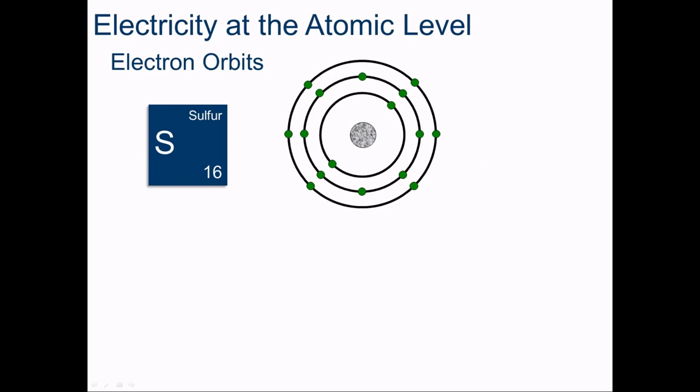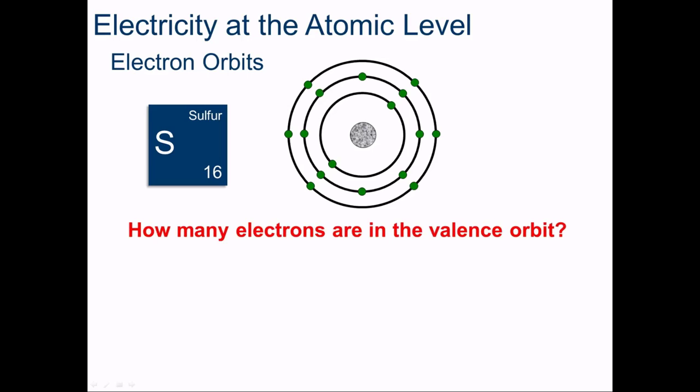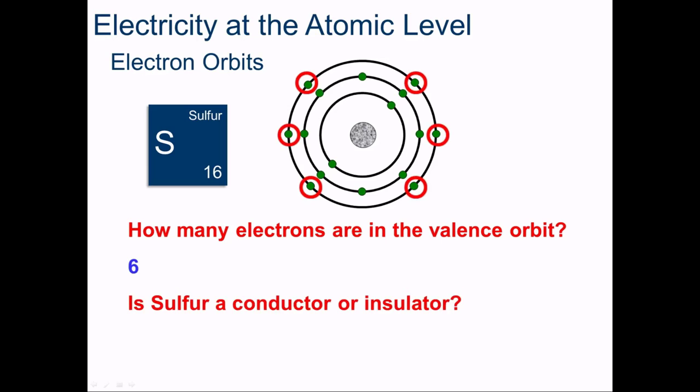Conversely, let's look at sulfur. How many electrons does it have in its valence orbit? 1, 2, 3, 4, 5, 6. Good insulator or conductor? If you answered insulator, you're right. It has too many, it's almost satisfied in its outermost shell, in its valence shell, so it'd be hard to get rid of all those electrons. Whereas copper had 1, it's very easy for it to get rid of it.